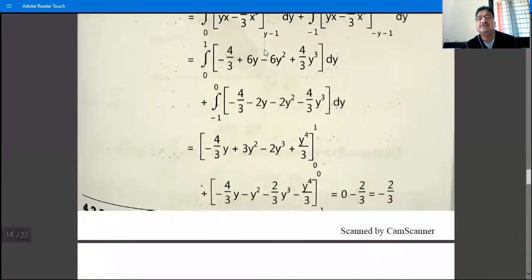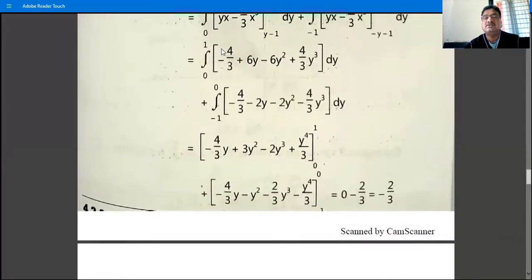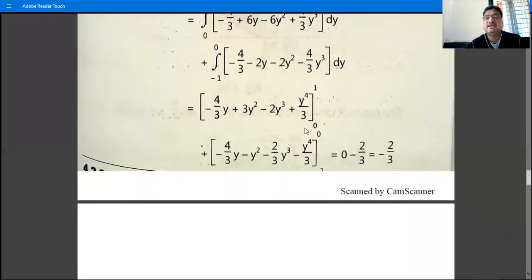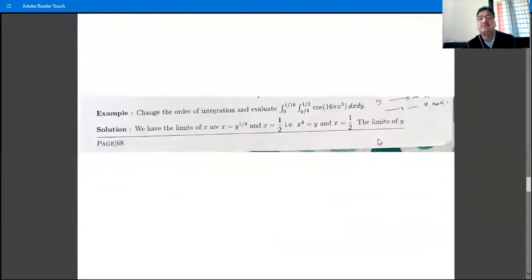Then the integration of this bracket with respect to y: now -4/3 is constant, and the integration of -4/3 is -4/3 times the variable. Now the variable is y: y²/2, y³/3, y⁴/4. Here it is 4, not 3. Yes, the 4 by 4 gets cancelled. So this divided by 3 is correct. Similarly, integration with respect to y, then the value at the upper limit minus the value at the lower limit. We have the answer -2/3.